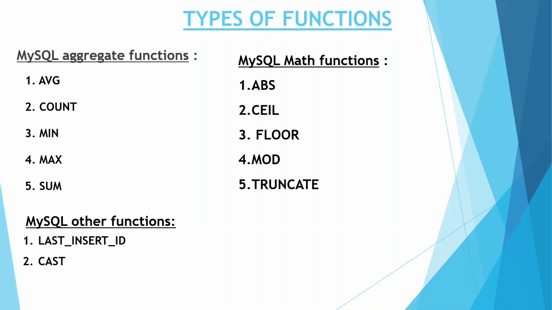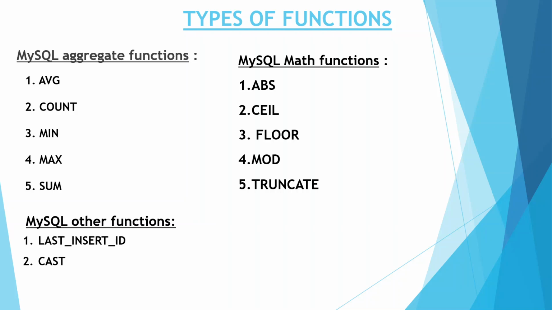Coming to MySQL math functions, ABS is used to find the absolute value of a given value. Ceil is used to obtain the next higher integer value. That is, if I give you a value of 2.3, the Ceil value will be 3. And the next one is floor. That is, if I give the value of 2.3, the floor value will be 2. And mod is nothing but getting the remainder of a division. That is, if 25 is divided by 5, the mod value, that is the remainder, will be 0. And then coming to the last one, this is truncate, with which you can truncate the values up to a particular decimal place. Then coming to MySQL other functions, the first one is LAST_INSERT_ID.